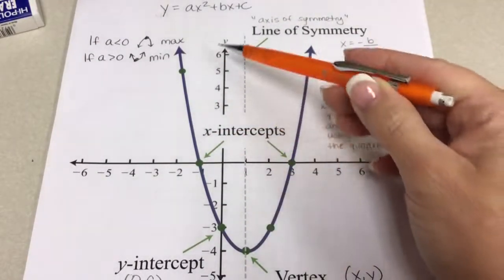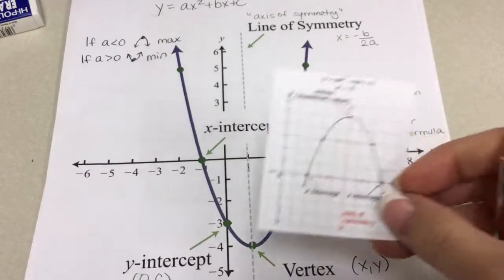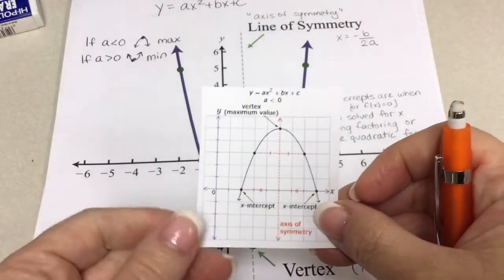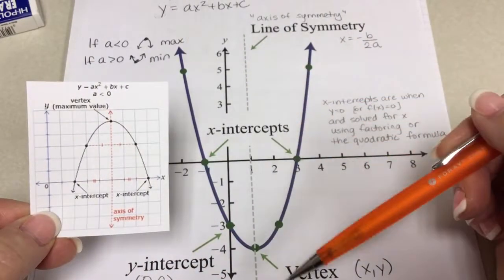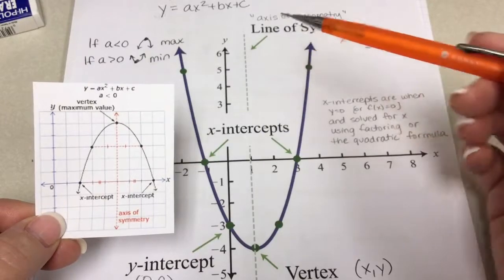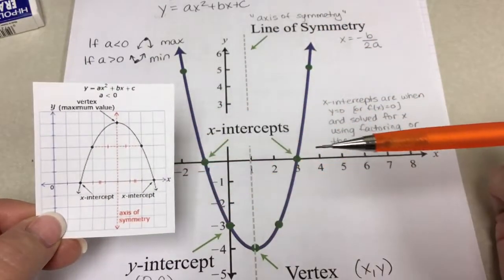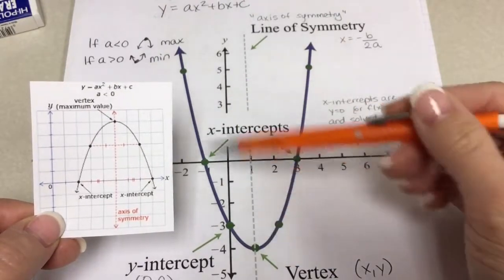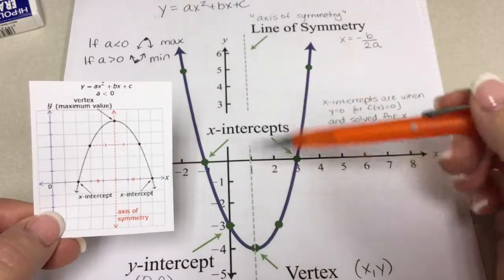Now it can be facing up like this one, or it can be facing upside down, sort of like this quadratic function. But either one of these are quadratic functions. If you'll notice, they both have what's called a line of symmetry or an axis of symmetry. Either one of those is fine. And the parabola is symmetrical about this imaginary line.